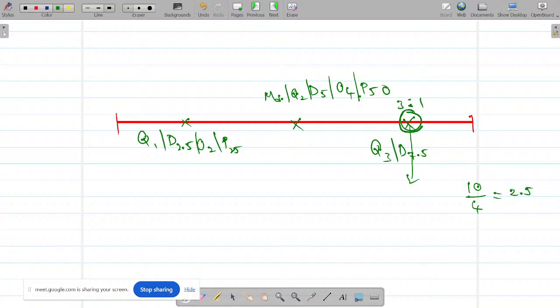This is the third quartile, which means 3 times this value into 3. What do you get? 7.5. That's why you're getting 7.5. Or you can write this as Q3, or you can write this as P75.